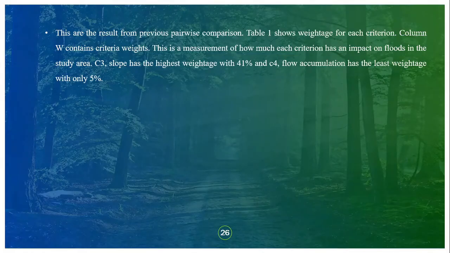Okay, these are the results from the previous pairwise comparison. Table 1 shows the weightage for each criterion. Column W contains the criteria weights. This is a measurement of how much each criterion has an impact on floods in the study area. C3 slope has the highest weightage with 41%, and C4 flow accumulation has the least weightage with only 5%.